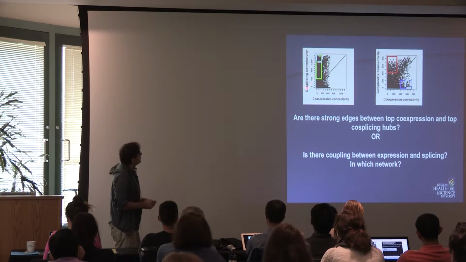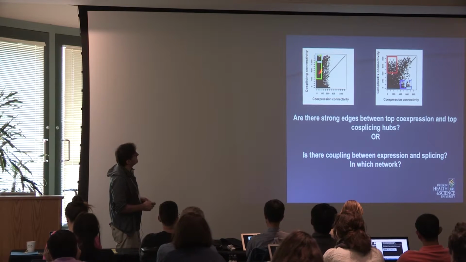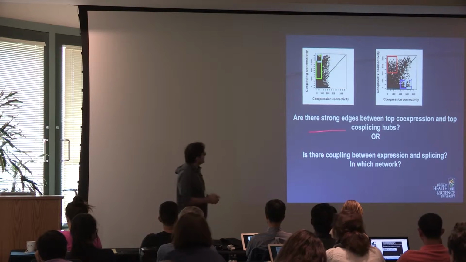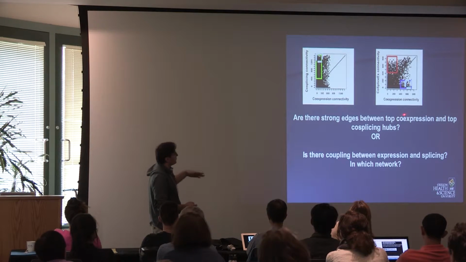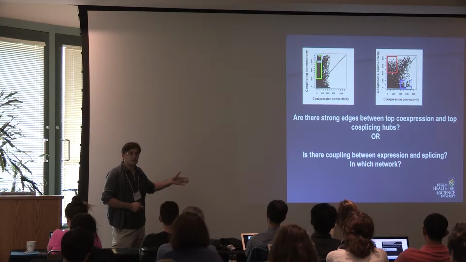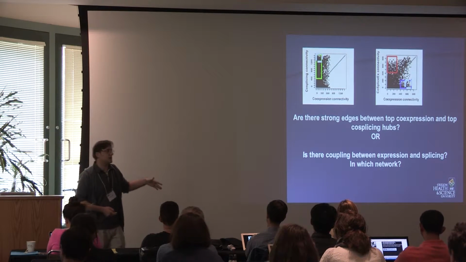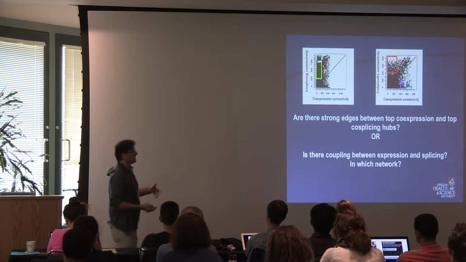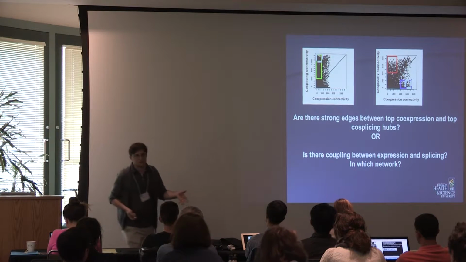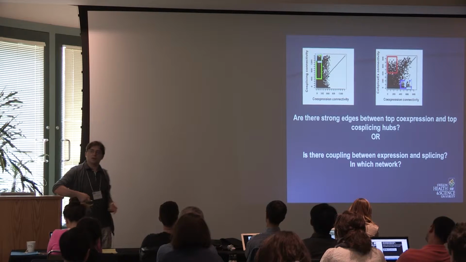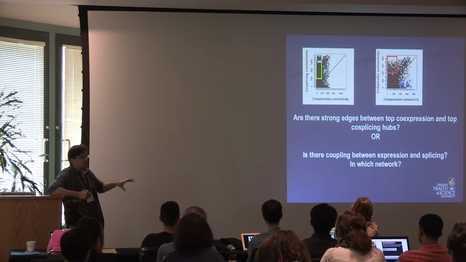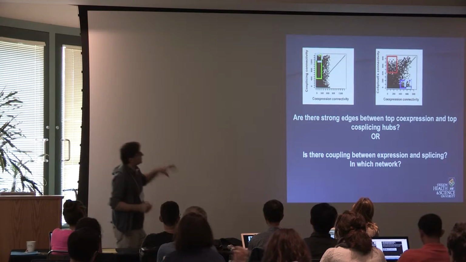Okay, so now I will look again at the top co-expression and co-splicing hubs and ask, are there strong edges between genes that are co-expression hubs and co-splicing hubs? Remember, a gene can vary just its expression level and not have many isoforms. So the question is, can it be related with some gene that has a lot of isoforms? To address that, I found the top co-expression hubs that are not co-splicing hubs, and vice versa, the top co-splicing hubs that are not co-expression hubs.